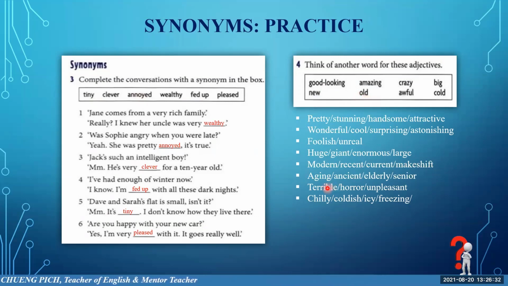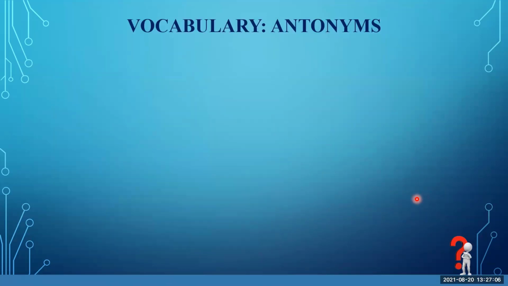Okay. Old, we can say aging, ancient, elderly, or senior. Awful, we can say terrible, horrible, or unpleasant. Okay. Cold, we can say chilly, coldish, icy, or freezing, and we have more than that. So this is just an example of some related words, or we can say some synonyms, for each word in the box. Okay, so we move to another one, which is about antonyms, a word that has the opposite meaning.